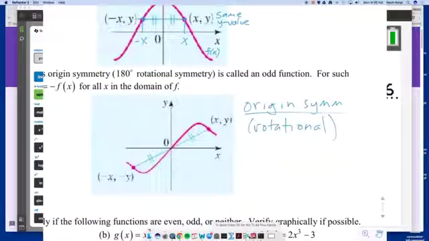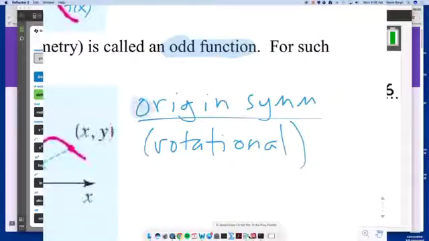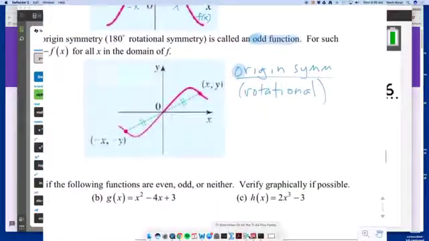Any function that has origin symmetry, then we call an odd function. And that's pretty easy to remember because both origin and odd, neither one of them have a z in it, right? So it helps you remember. They also both start with O. That's actually a little bit more helpful. Odd functions have origin symmetry. A function with origin symmetry is an odd function.